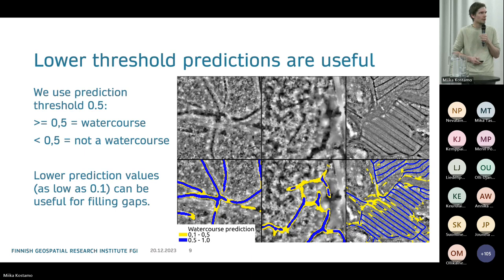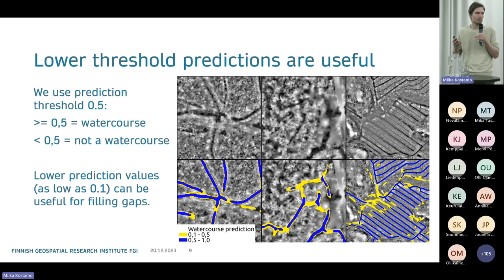But going back to these lower threshold predictions, we found that these are quite good. So normally when we get a prediction from the network, the value is between 0 and 1, but it can be anything between 0 and 1. So it's basically how confident the network is that the pixel belongs to a watercourse. And typically we have used this 0.5 threshold. And we say that, okay, if the prediction is over 0.5, then it's a watercourse. If it's under 0.5, then it's not a watercourse. And that works quite well, but we get these gaps.